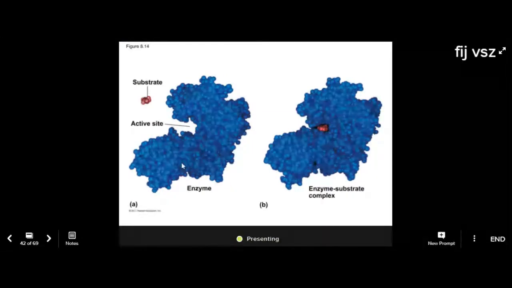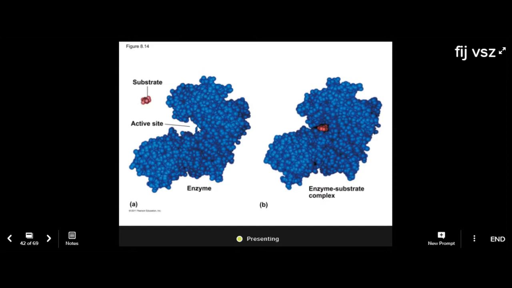All right, so this is a nice little picture here. The blue thing is the enzyme, and the red thing is the substrate. And look at the pocket that's often present on many enzymes that is perfectly the same shape as the substrate. And you see how the enzyme kind of wraps itself around it, gives it a hug. That's called induced fit.